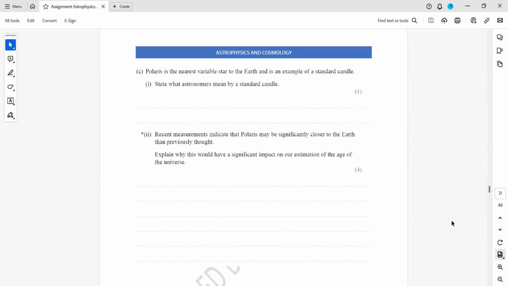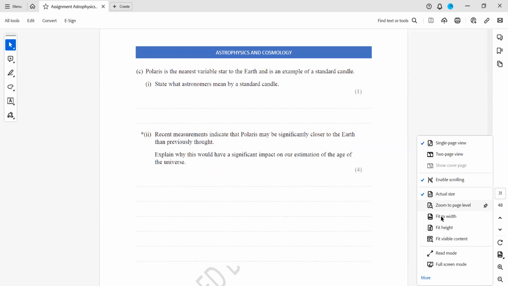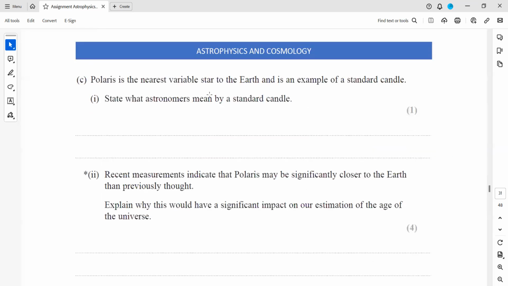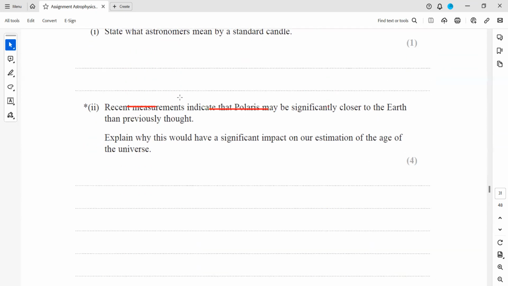Then in part C, Polaris is the nearest visible star to the Earth and an example of a standard candle. State what astronomers mean by standard candle. When we say it's a standard candle, it means the star or luminous object has a known luminosity. We know its luminosity. That is called a standard candle.